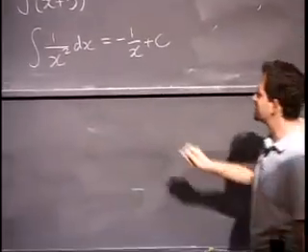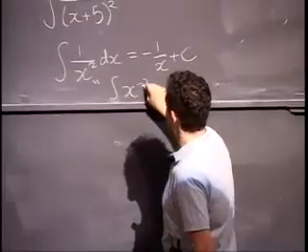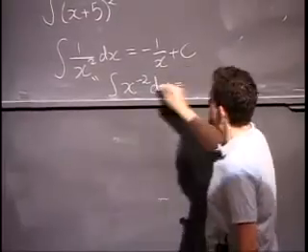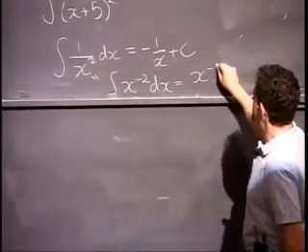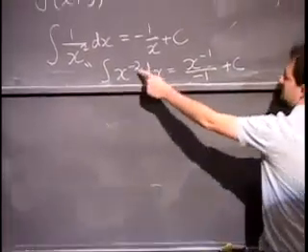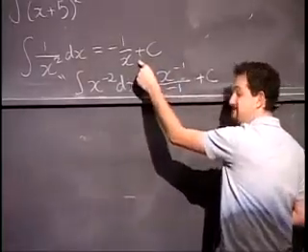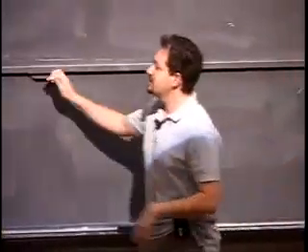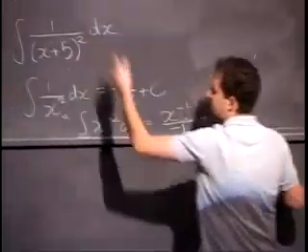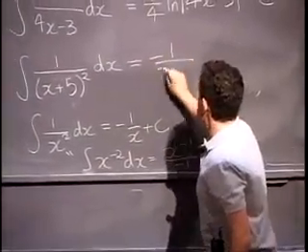But if you don't believe it, you can also write this as x to the minus 2, and then just apply the rule. You add 1 to the index, giving x to the minus 1 over minus 1, and then divide by the same thing. And of course, this is the same as negative 1 over x plus c. So if you can do that, then you can do this, because adding the 5 makes no difference to the derivative. And so this is going to be negative 1 over x plus 5.